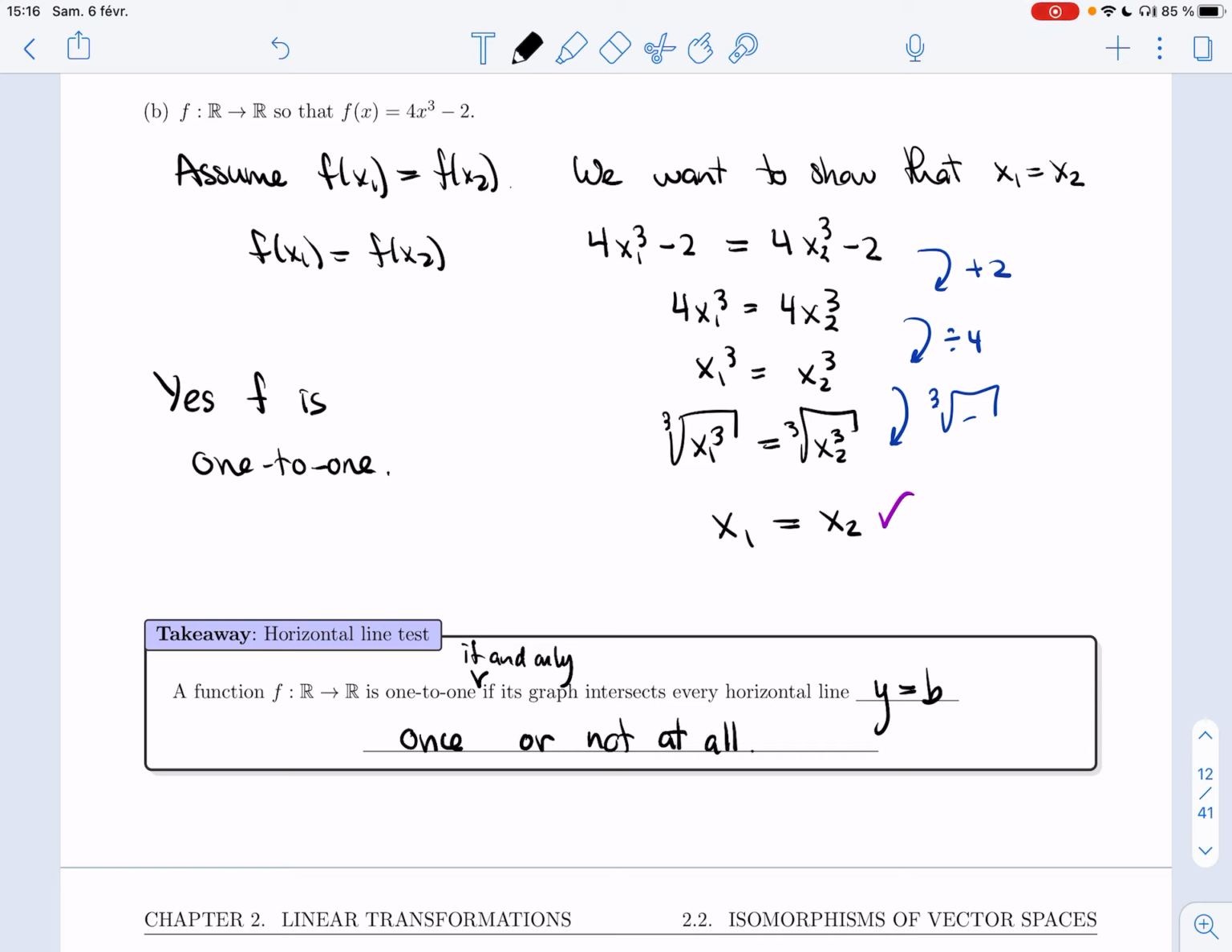All right, in the next video, we'll look at what this means for linear transformations. It's actually easier for linear transformations, strangely. You'll see why.